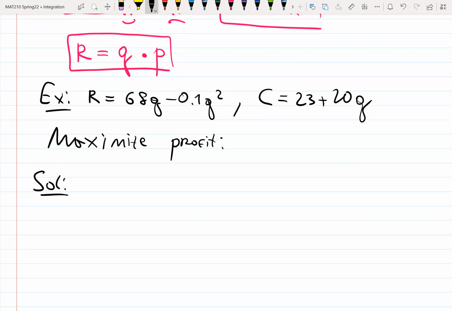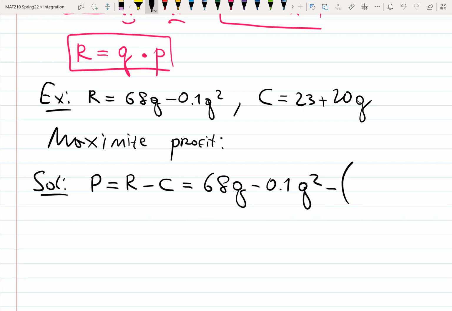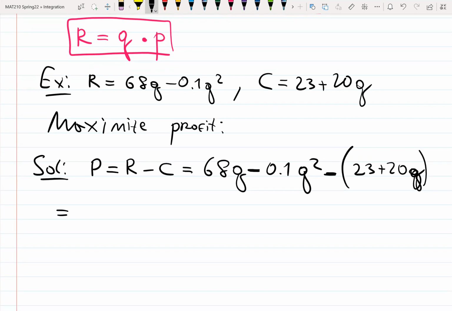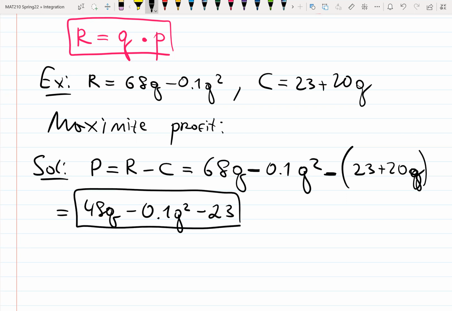Solution. I don't see even the profit function yet, so I need to first find it. Happy minus sad. Revenue will be 68Q minus 0.1Q squared minus, I'm asking you, put parentheses. You keep messing up the signs on the test because you're freaking out. Put parentheses, it will save so many mistakes. And then distribute, don't forget the parentheses. 68Q minus 20Q will be 48Q minus 0.1Q squared. Well, I should have put it at the beginning, but this doesn't matter. This is my profit function. I did not differentiate anything. I just found the profit function.